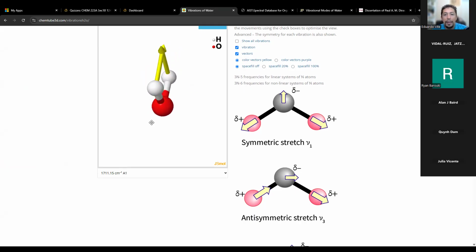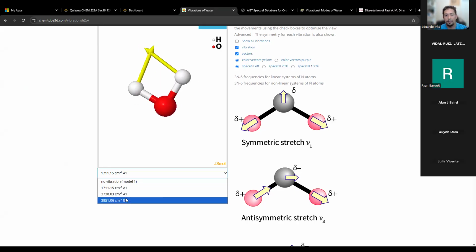So this is a bending motion. Notice that the molecule is bending. The bonds are not actually compressing and contracting like a spring. The whole molecule is just bending. So bending vibrations in general have lower energy than stretching vibrations. One more time. Bending vibrations generally have lower energy than stretching vibrations. And you can see that this is only at 1711 wave numbers, right? 1711 wave numbers, 1711 inverse centimeters, same thing.